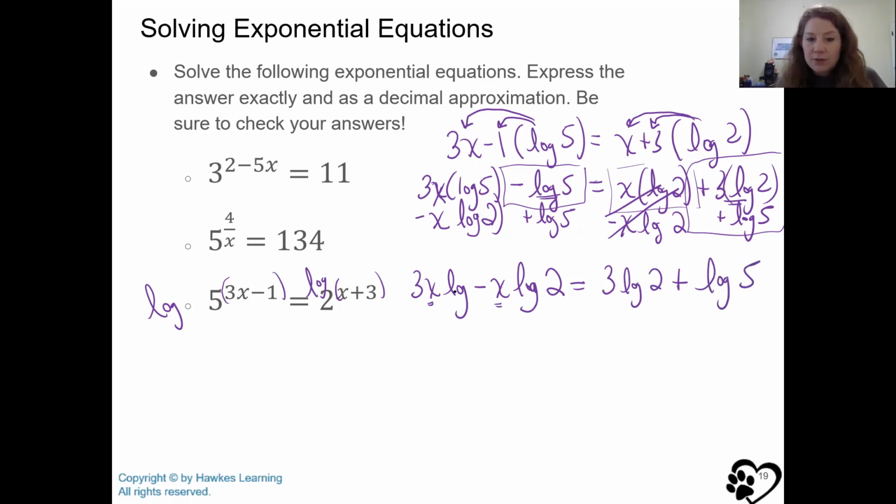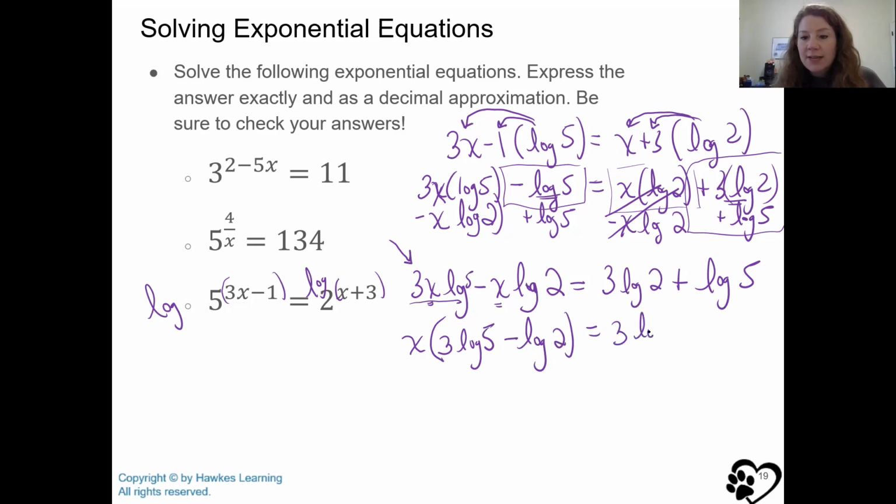Okay, so now see what's going on over here. Well, I have x's in both terms, so I'm going to factor out an x. So this term divided by x is 3 times the log of 5 minus the log of 2. On the right side, I don't have any x's or anything else I can factor out.